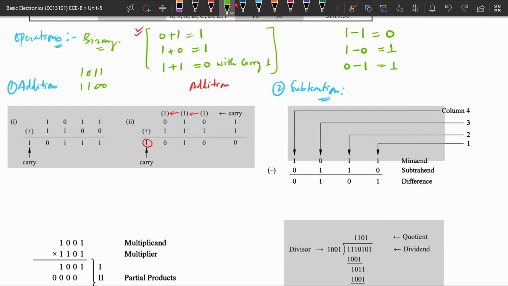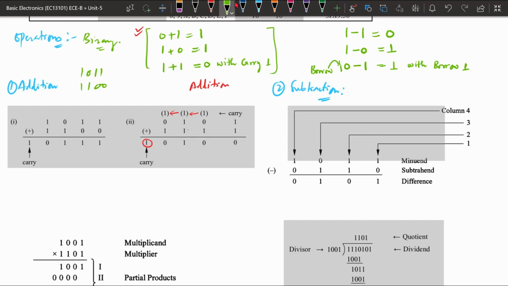From 0 we cannot subtract 1. So what we will do is, this 0 will opt for a borrow. A borrow will be taken, making it 10 instead of 0. So from 10, 1 will be subtracted, resulting in 1 as the result, and this will be there with a borrow of 1. If the borrow has been taken, then only this result will be there. So from 0 we cannot subtract 1, so we need to take the borrow.